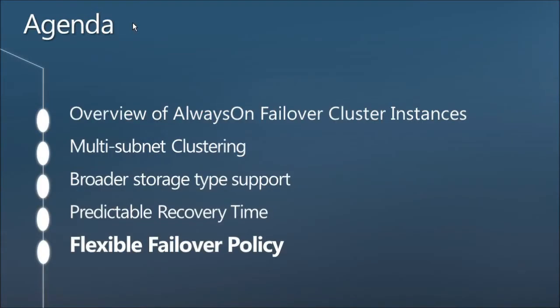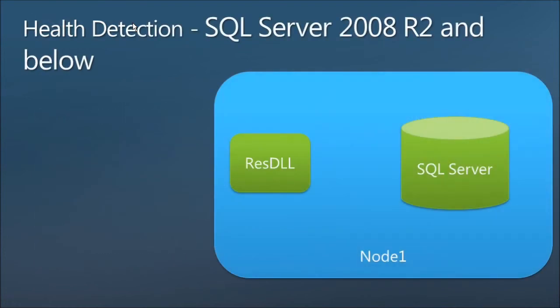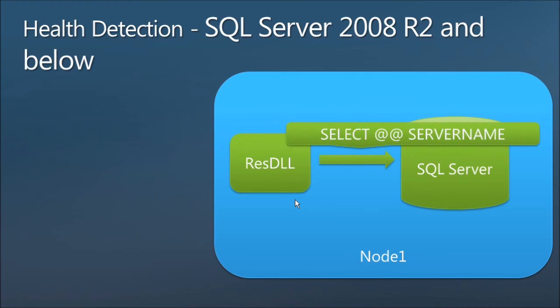Next, I will talk about the last FCI enhancement, flexible failover policy. Before we talk about the failover policy, let's have a look at how SQL Server does health detection. SQL Server has a resource DLL, which is responsible for reporting the SQL Server health state to the Windows cluster. So when the resource DLL wants to know the SQL Server health state, it will issue a SELECT @@SERVERNAME.